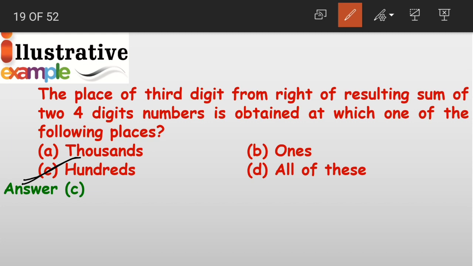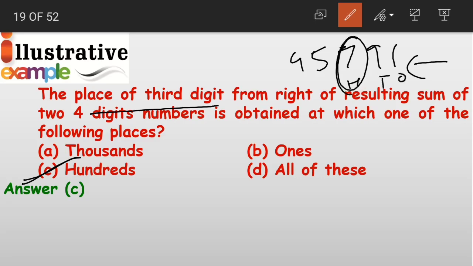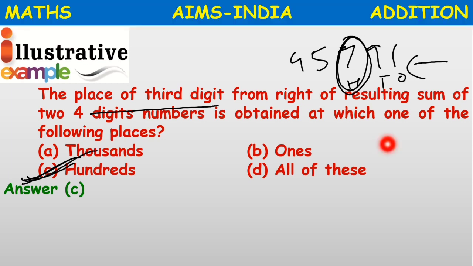we know that in any number, the place of third digit from the right, third place, ones, tens, and hundreds. Yes, the place of third digit from the right is always hundreds. Okay, this was just given to confuse you. The resulting sum of two 4-digit numbers, you will get confused, right? Yes, so to confuse you, this sentence was given, but we should remember that we simply needed to write the place value of third digit from the right.